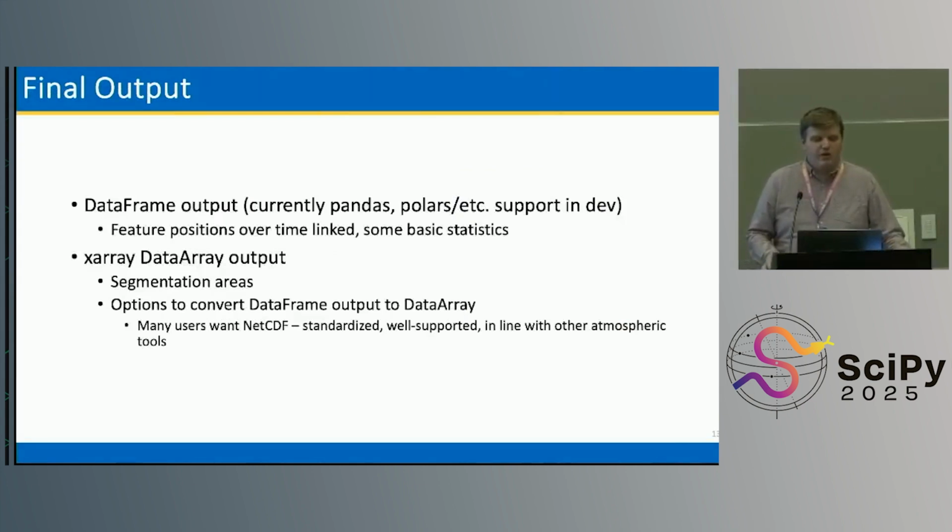For our final output, we have two kinds of outputs. We have tabular output from our feature position and tracking outputs. We output those as data frames. We have pandas output right now, by default. I think we're working on Polars support, and we'd like to extend it to Dask data frames. That's been a lower priority. And then we also have xarray DataArray as output for anything gridded. We also have tools built in that convert the data frame output to xarray DataArrays if the user is interested.